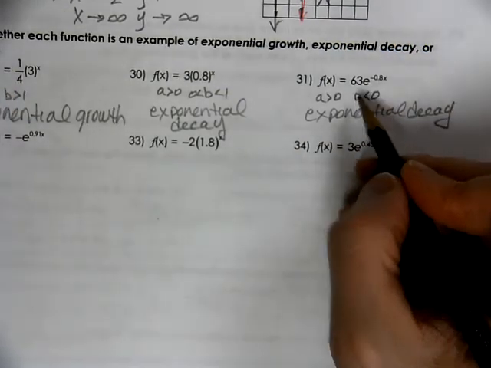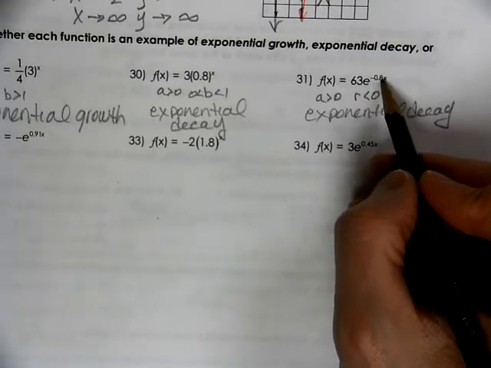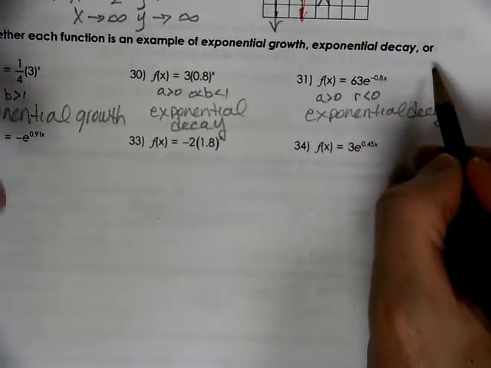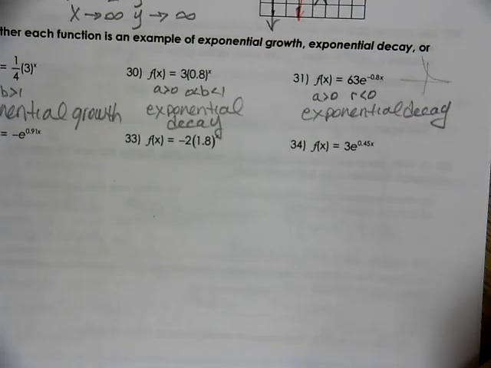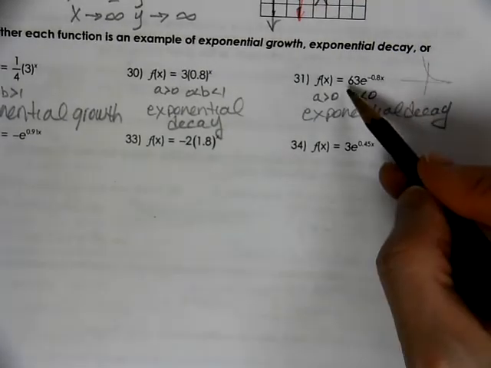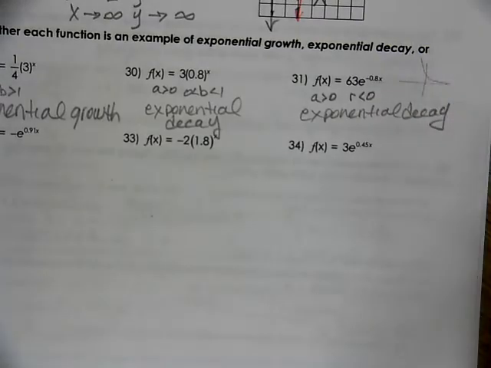Because the r value, you can look up here, the x value is next to the r. The r value is negative, so it's going to drop. So I'm expecting this graph to look something like that. It'll probably start up pretty high, up at 63, but it's still going to drop.